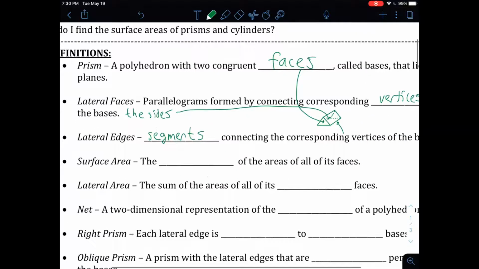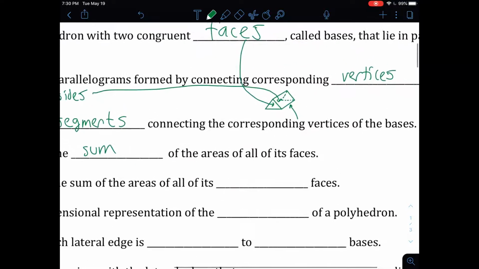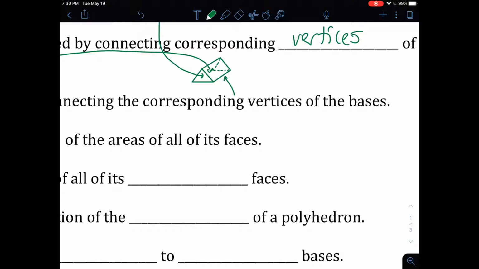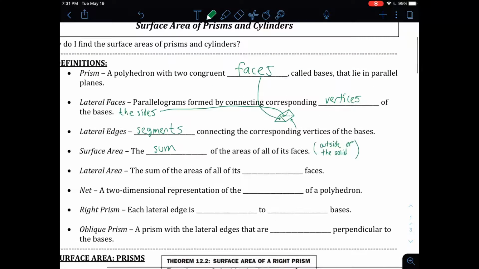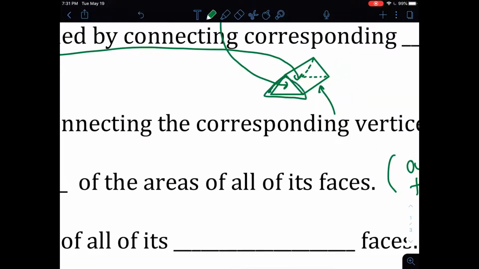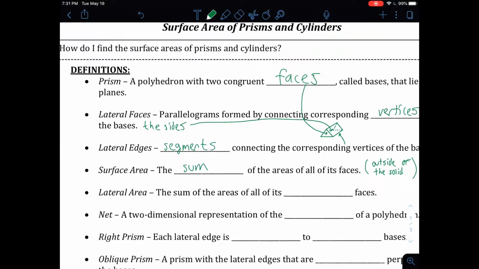Okay, surface area is the sum. It is the what? The sum of all the areas of all its faces. So basically, I don't know if you guys have heard that term before, but it's basically the outside of the solid. It's kind of like perimeter in three-dimensional space, right? Because the perimeter of this triangle would be this part right here, but the surface area would be all of this space, all the back space, and all that stuff, okay?